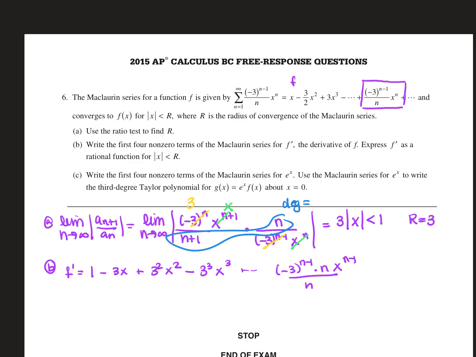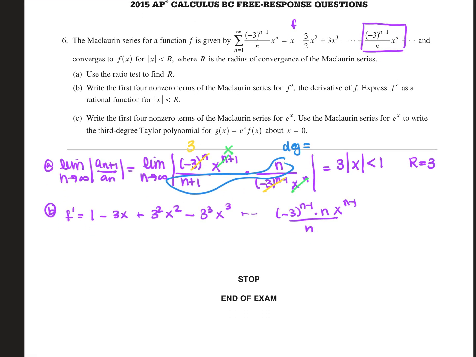Now, what do we know about this? This looks like a geometric series. So if I want to express f prime as a rational function, that would just be the geometric sum. So the sum would be a over 1 minus r. A is our first term. R is what we multiply to get to the next term. So it's going to be negative 3x. So there is our f prime.